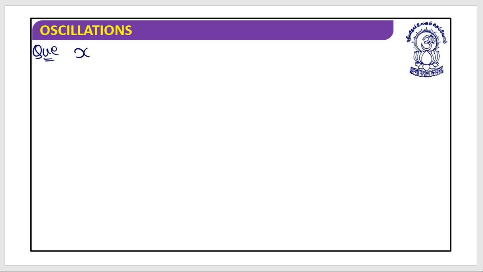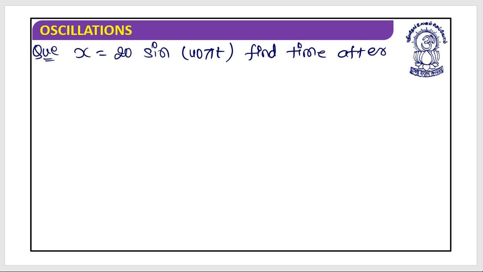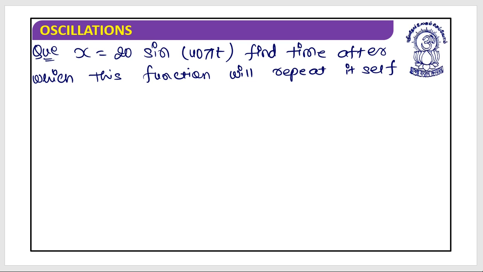If the function is given as x equals 20 sin 40 pi t, find the time after which this function will repeat itself. So indirectly they want the time period from us, where x is equal to 20 sin 40 pi t.